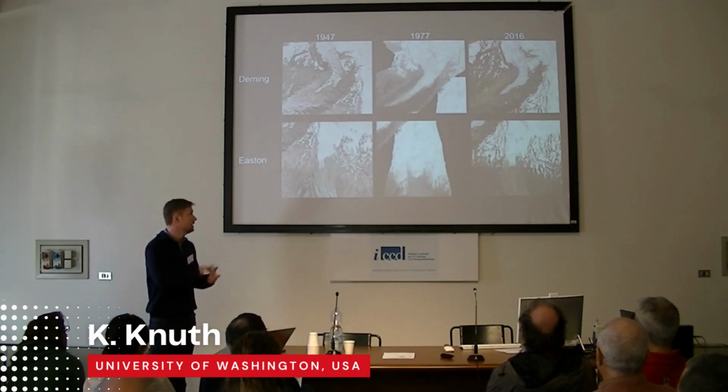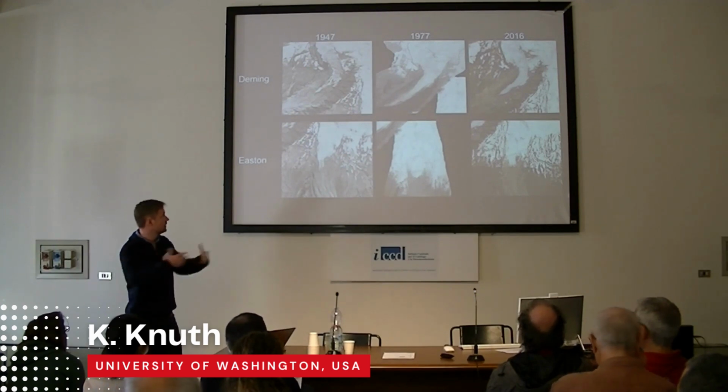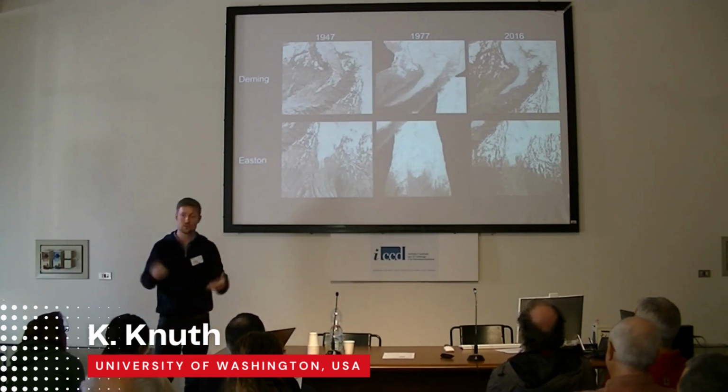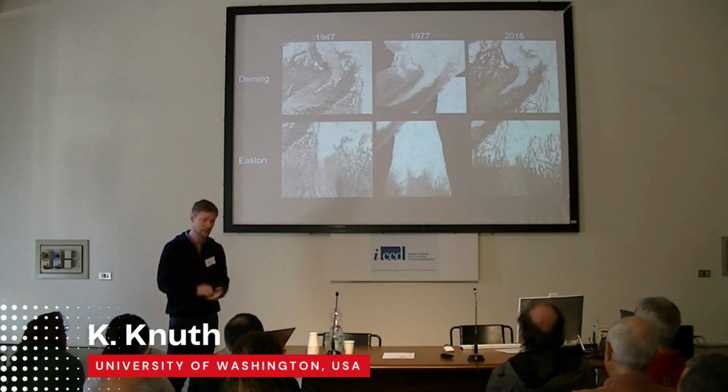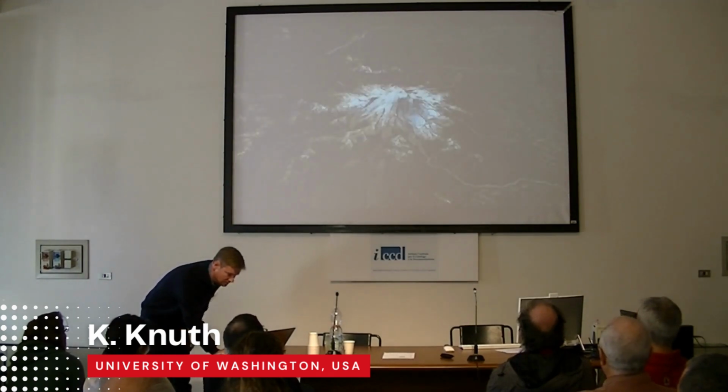So in the center, 1977, from the historical images, you see a big advance for Deming on the top and also Easton Glacier. And this is a pattern we see for all those stratovolcanoes. So we're interested in what the glaciers are doing, especially since the story isn't simple.